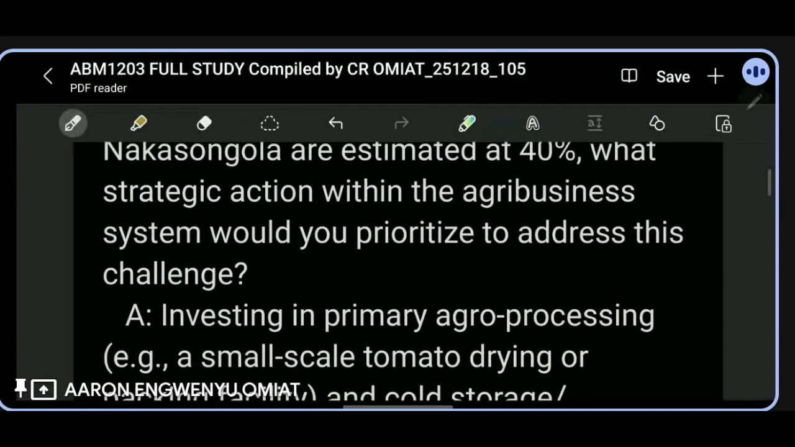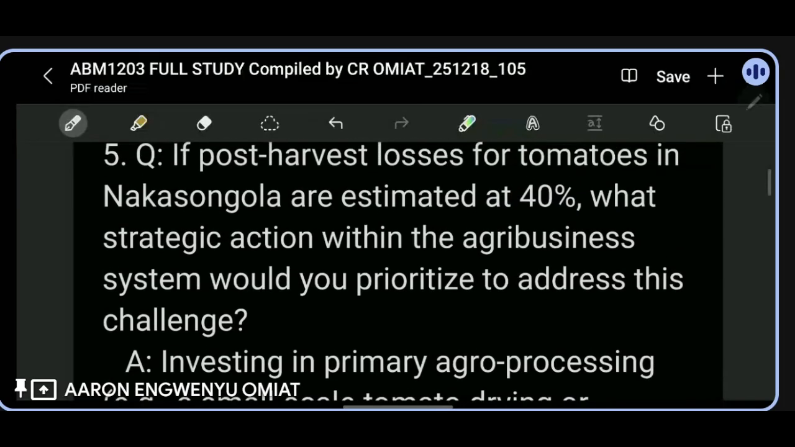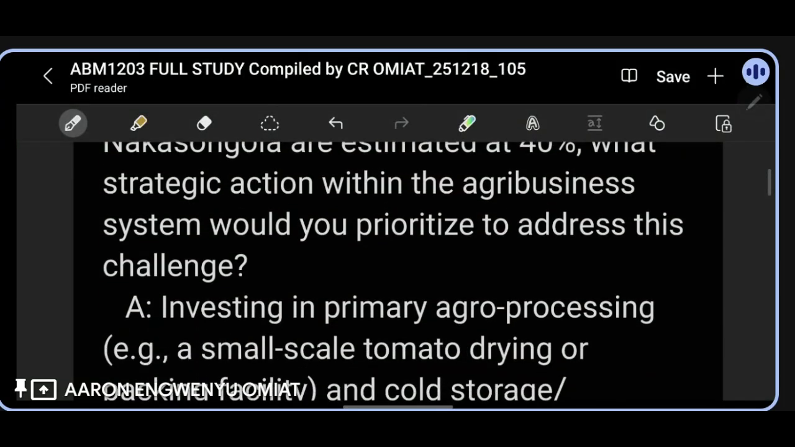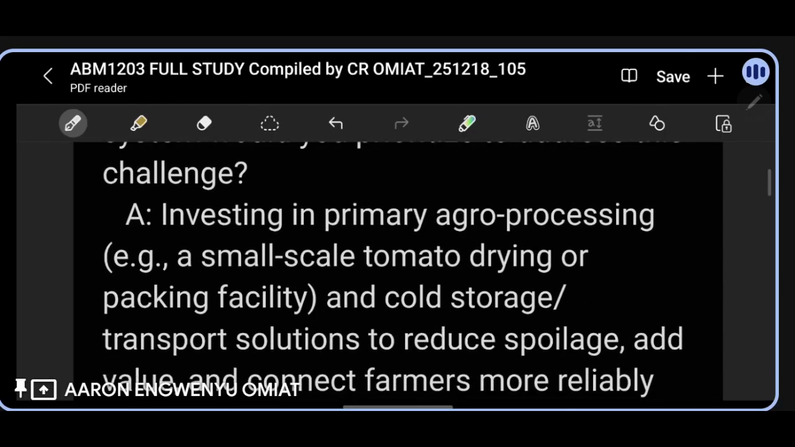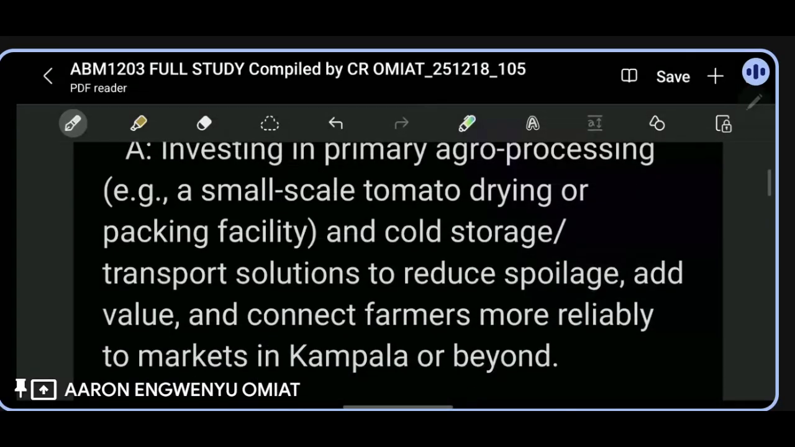Investing in primary agro-processing, which is small-scale tomato drying or packaging facilities, and cold storage and transport solutions to reduce spoilage and add value, and connect farmers more reliably to markets in Kampala or beyond.